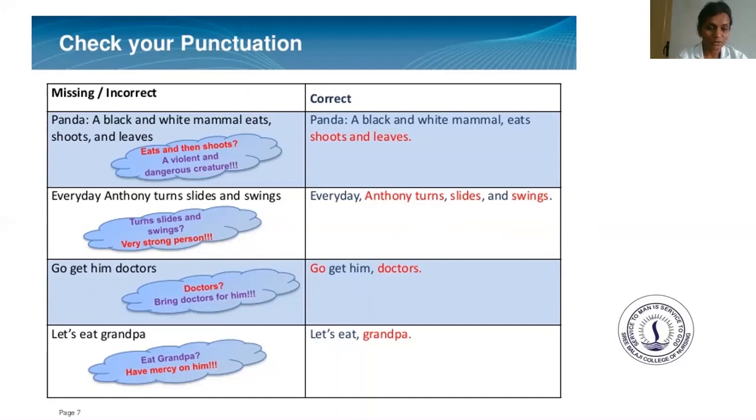Go get him doctors. Let's eat grandpa. Eat grandpa. If it is without punctuation, you mean to eat grandpa. But the correct one is, let's eat, comma, grandpa, which means you're calling grandpa to eat. So, let's eat, grandpa.